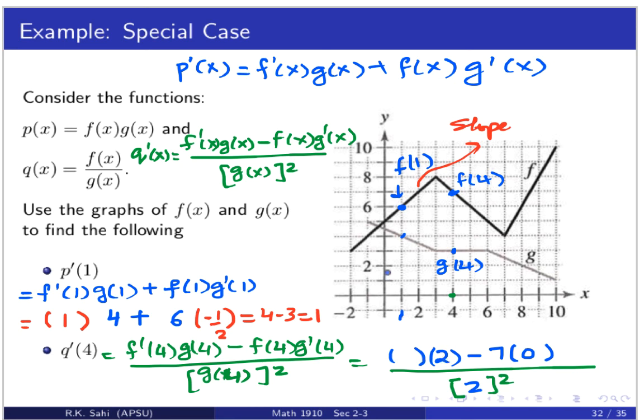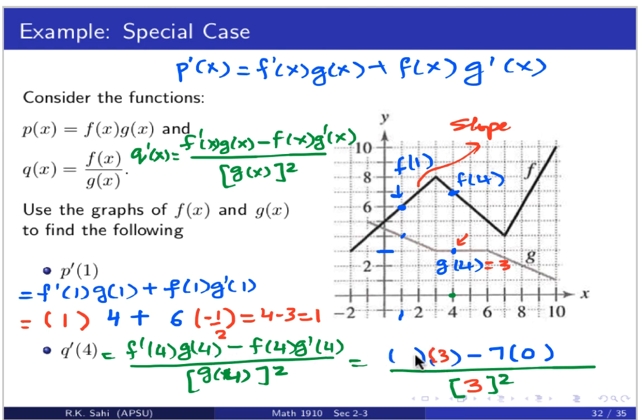Oh, sorry, g of 4 is a 3. Sorry, it's not a 2, guys. It's 3. I'm sorry. This one is a 3. Yeah, my mistake. Let me correct the numbers. This is 3, guys, not 2. This one is 3. I didn't realize it. Okay, good. I'm glad I caught it.